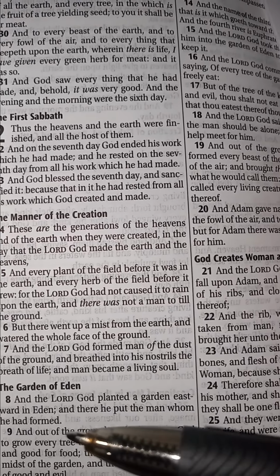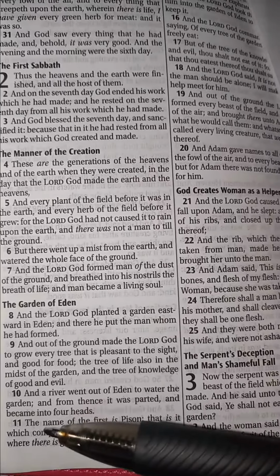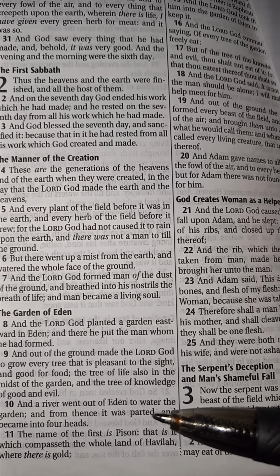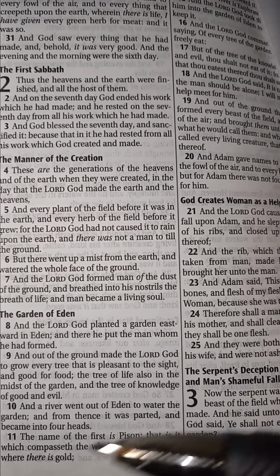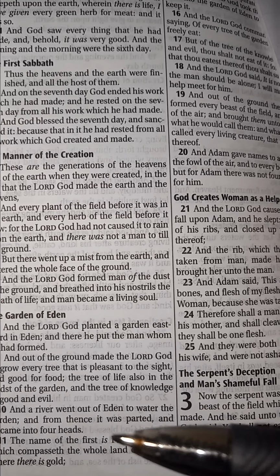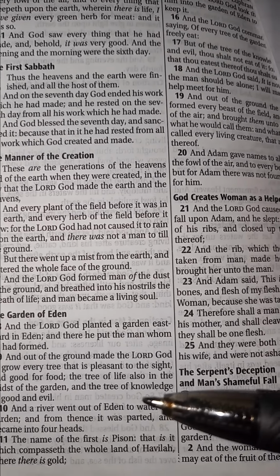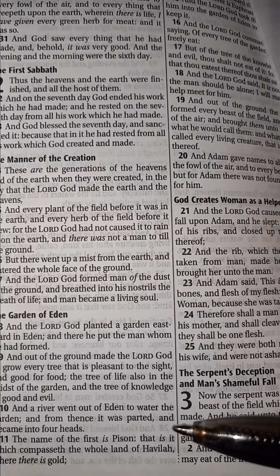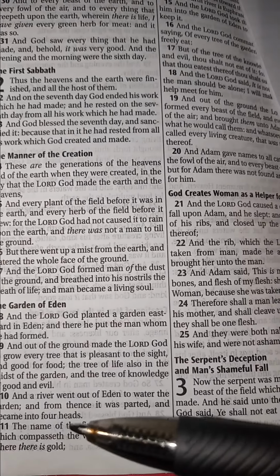Where is Eden located? So if we go to Genesis 2:10, it says, "And a river went out of Eden to water the garden, and from thence it was parted and became into four heads." So there was a body of water, a river in Eden that watered Eden, but then it parts out of Eden into four heads. So we have to figure out what those four heads are.